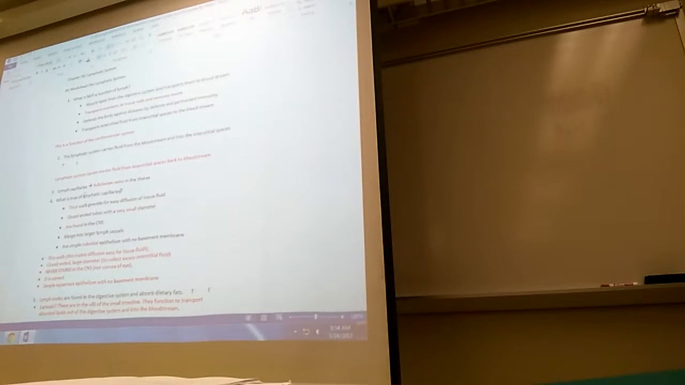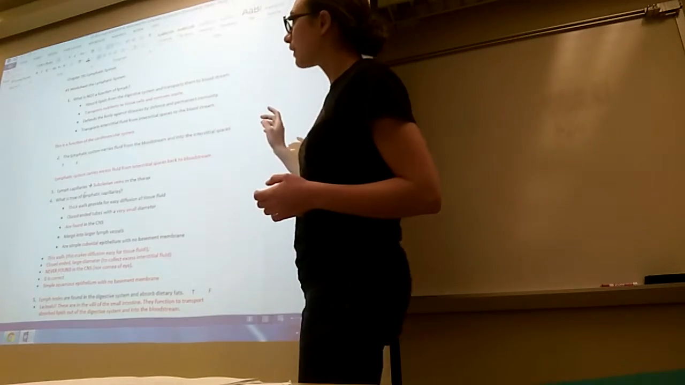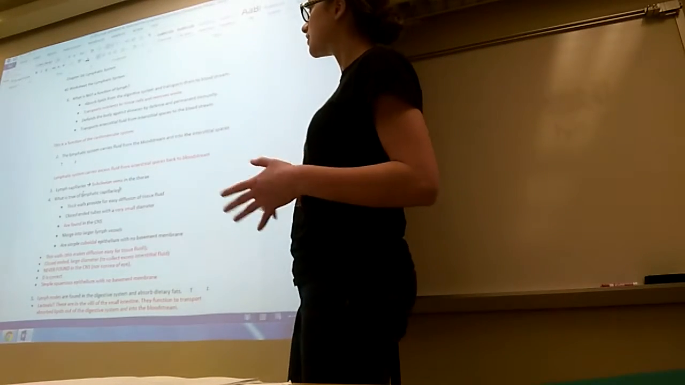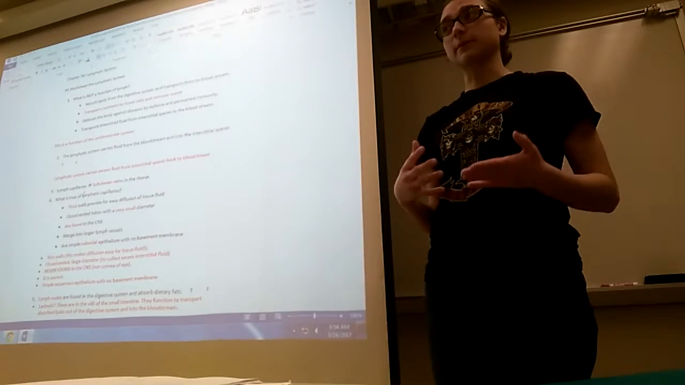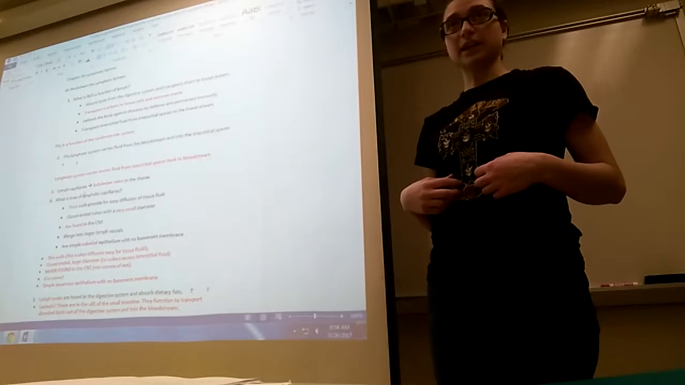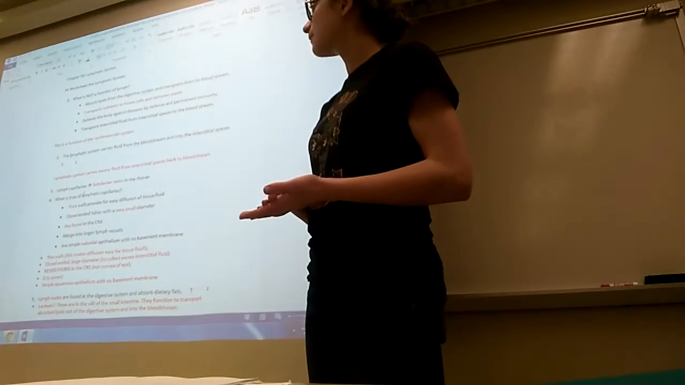So we're going to start with worksheet number 1 of the lymphatic system. The first question, if you've gone through it, what is not a function of lymph? Lymph absorbs lipids from the digestive system. That's actually kind of interesting, and a lot of people don't think about it. It's in the digestive system and it absorbs lipids, which are fats.